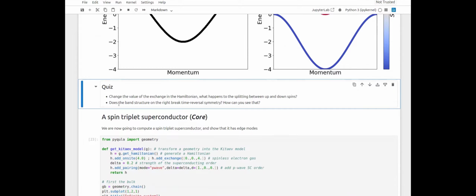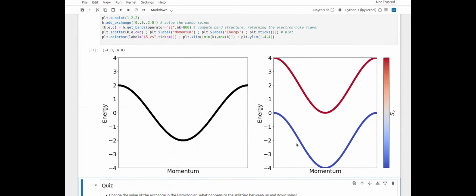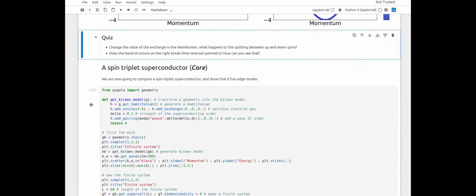And then the next question is whether the band structure breaks time reversal symmetry, and how do we see that? Well, the point is that if up electrons have a different energy than down electrons in the whole Brillouin zone, then we break time reversal symmetry, because you can think that you will have more up electrons than down electrons in this system.